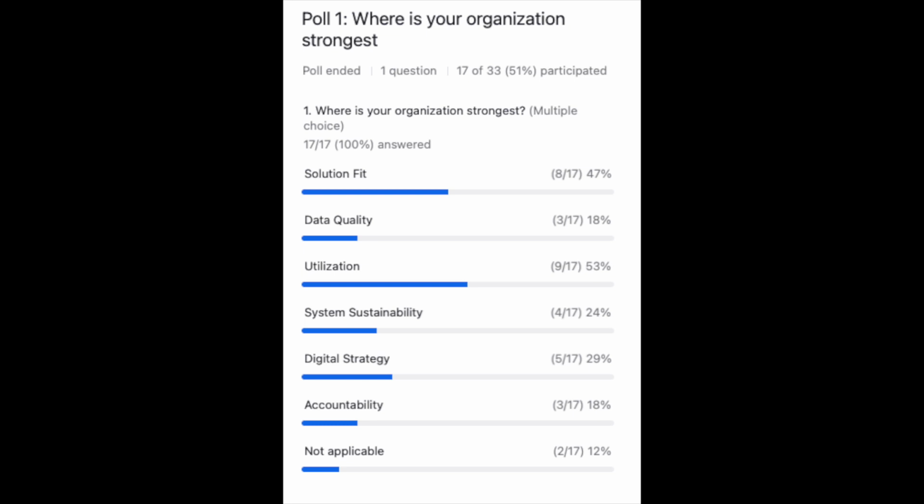I'm going to go down a little bit. 30% said digital strategy. And then a tie for data quality and accountability. And a couple of people put in that it was not applicable.